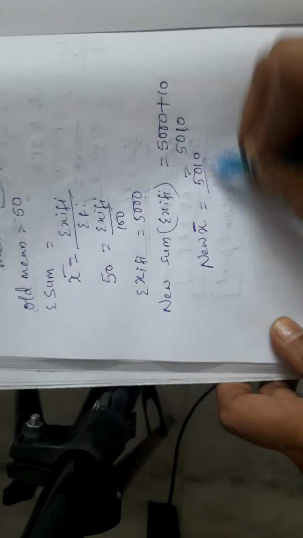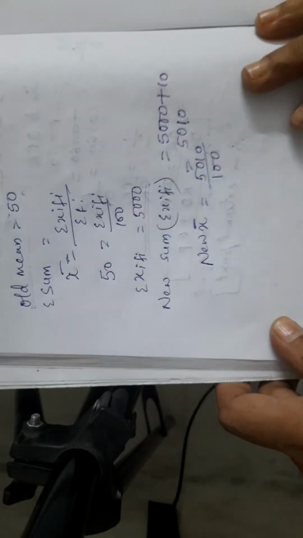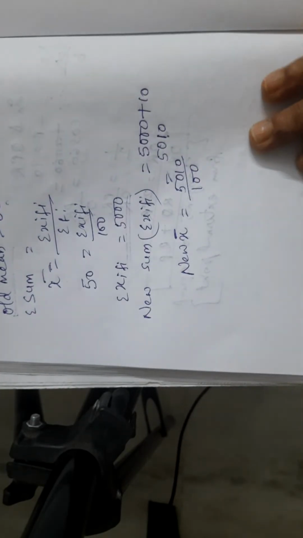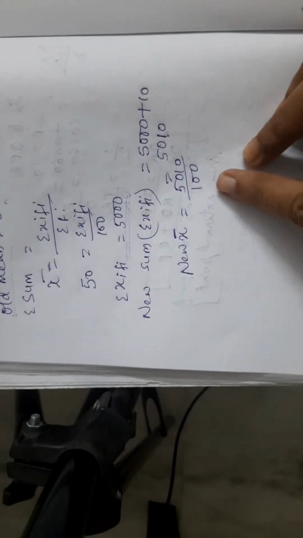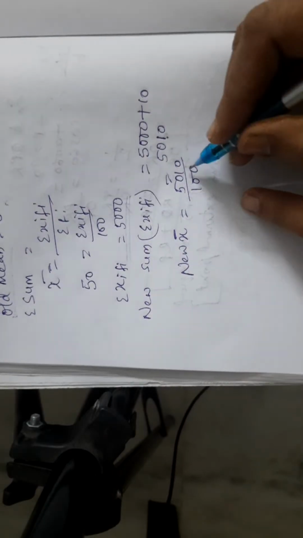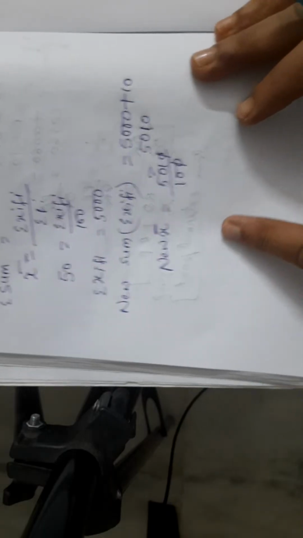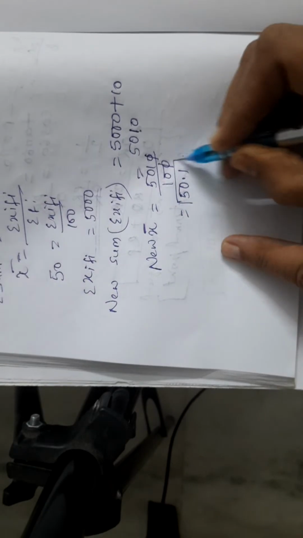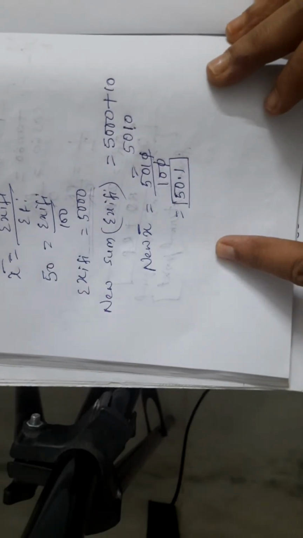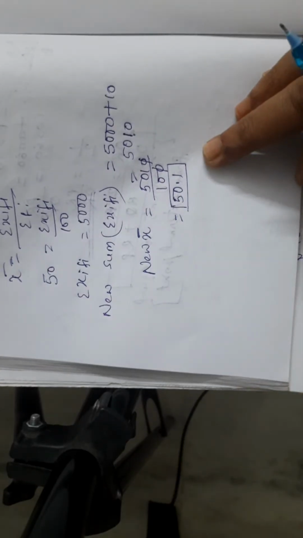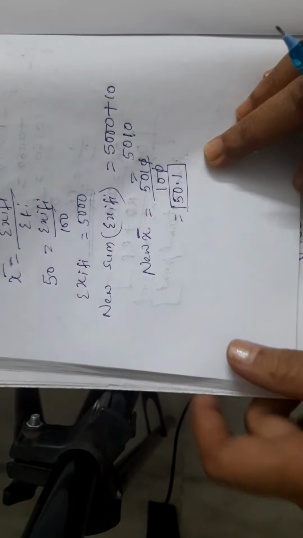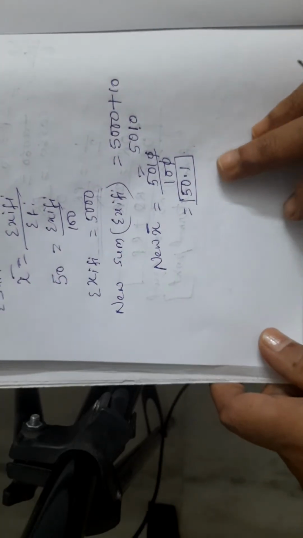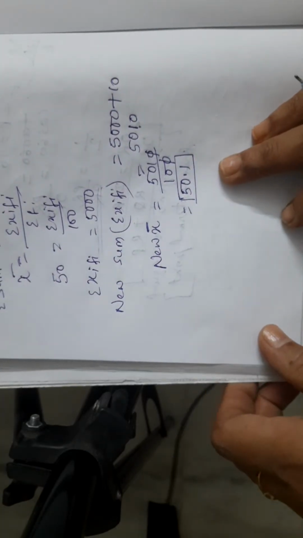Now what will be the new mean? Sum divided by total number of observations. So here the total number of observations is 100. So the new mean will be 50.1. New mean is 50.1. Now we need to find the new median. Median will never change. They have given this only to confuse you.